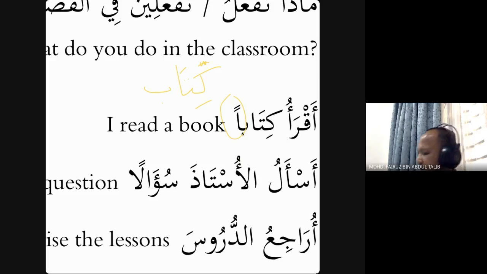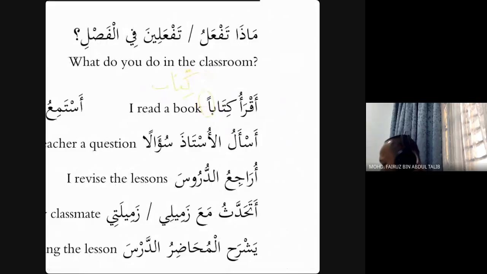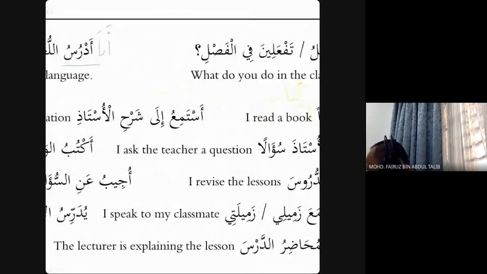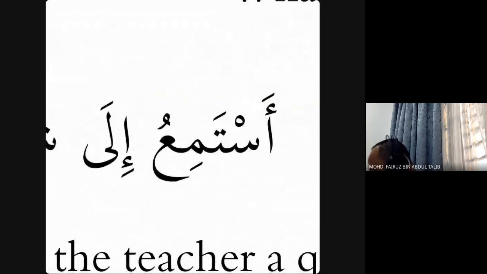Good enough. Okay. Maza taqra, what do you read? Aqra. Go find the word for newspaper. Aqra jarida. So you can use this. Right. So this is one verb that you can use. Aqra.